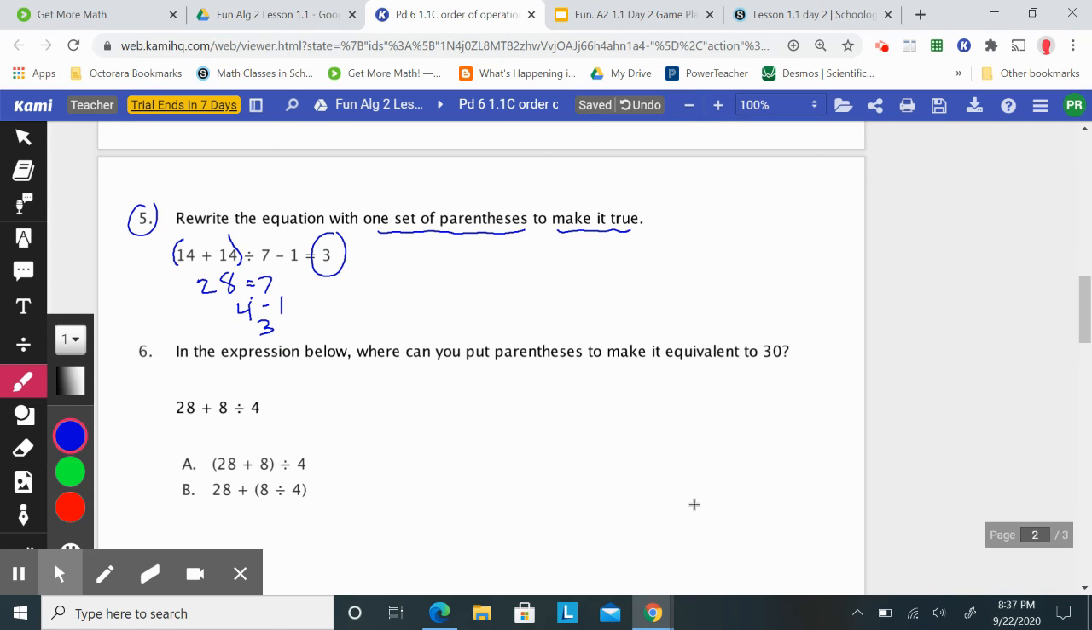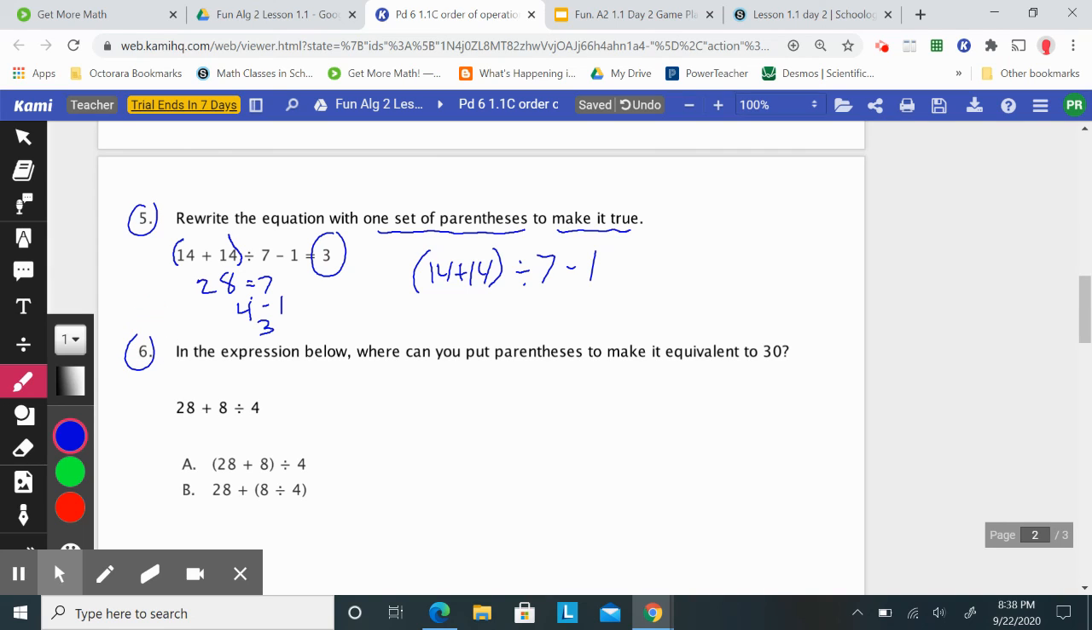So rewrite the equation with one set of parentheses. You would write 14 plus 14 in parentheses, then divide by 7 minus 1, because then that would give you the 3. So that's what you would tap in.